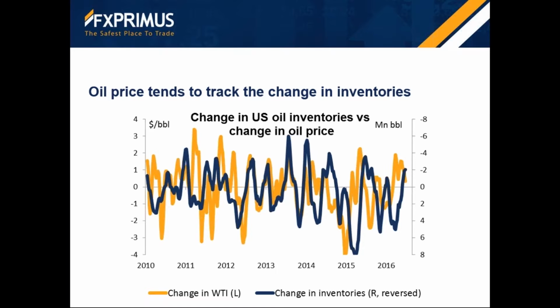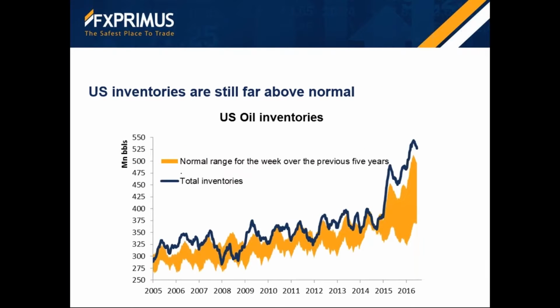Now, the seasonal nature of the oil market means that inventories have to be evaluated in relation to the average for that time of year. They're going to be different in the summer than they are in the winter. So usually investors compare the current level of inventories to the average for that week for the last 5 years or so. We've got a graph here showing the normal range for the week over the previous 5 years and total inventories. As you can see, inventories are still well above normal levels nowadays.